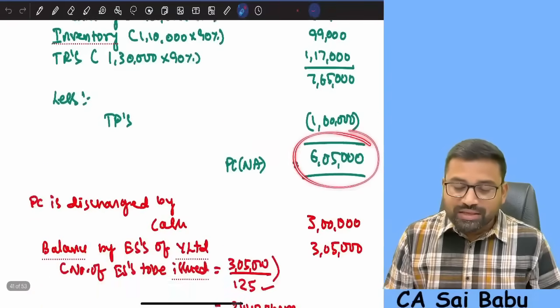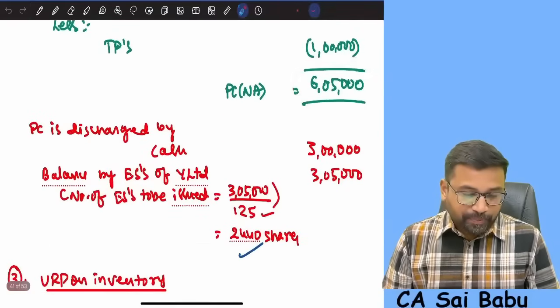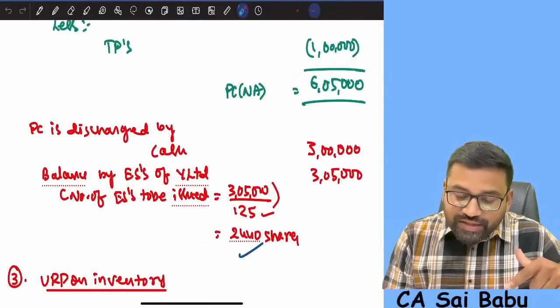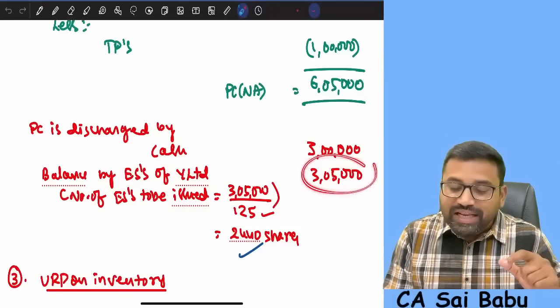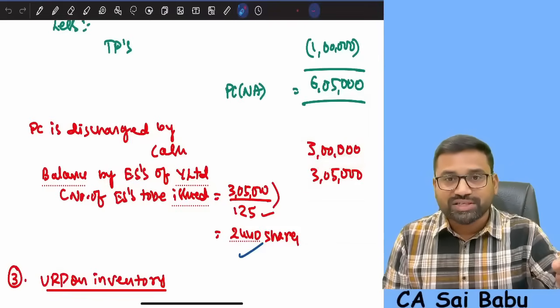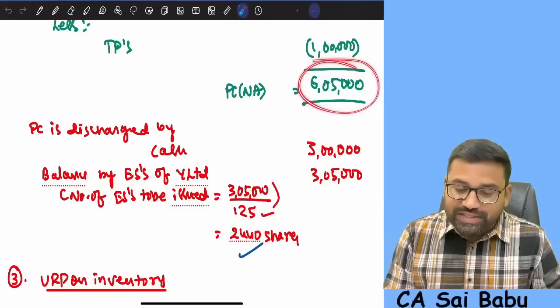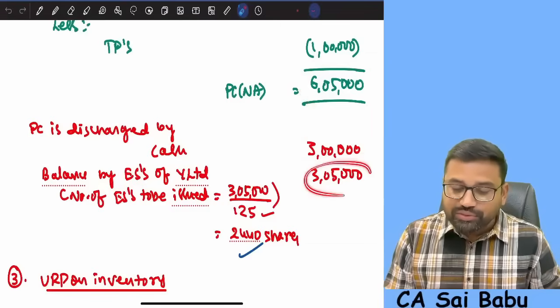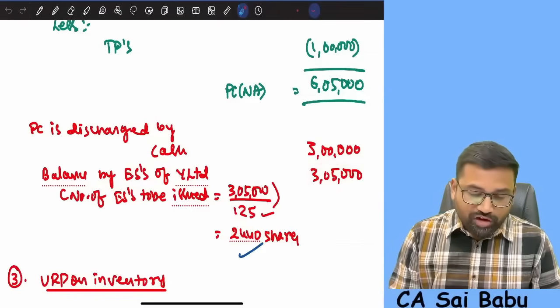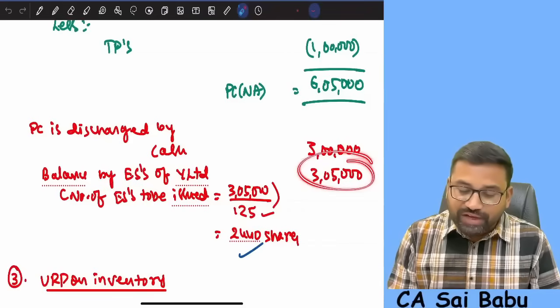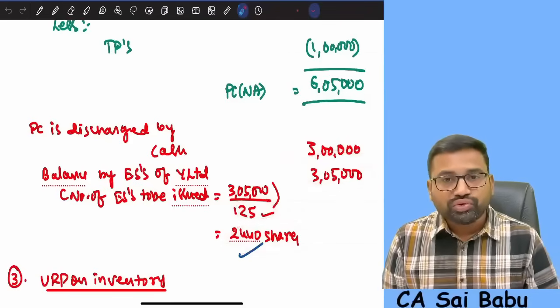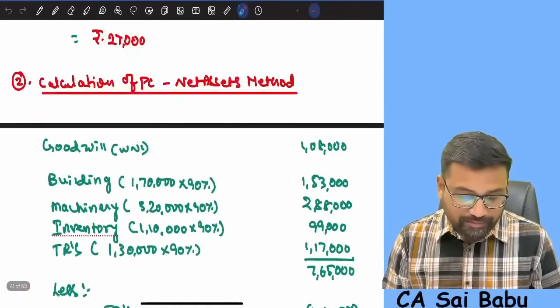So in this case, PC is 6,05,000, sir. And this 6,05,000, how are they going to discharge it? Cash 3 lakhs is clearly given. The balance 3,05,000 will be given in the form of equity shares. So from 6,05,000 minus 3 lakhs, I get 3,05,000 as the mode of PC in the form of equity shares. Now each share is given at 125. So 3,05,000 divided by 125, so 2,440 equity shares will be given.